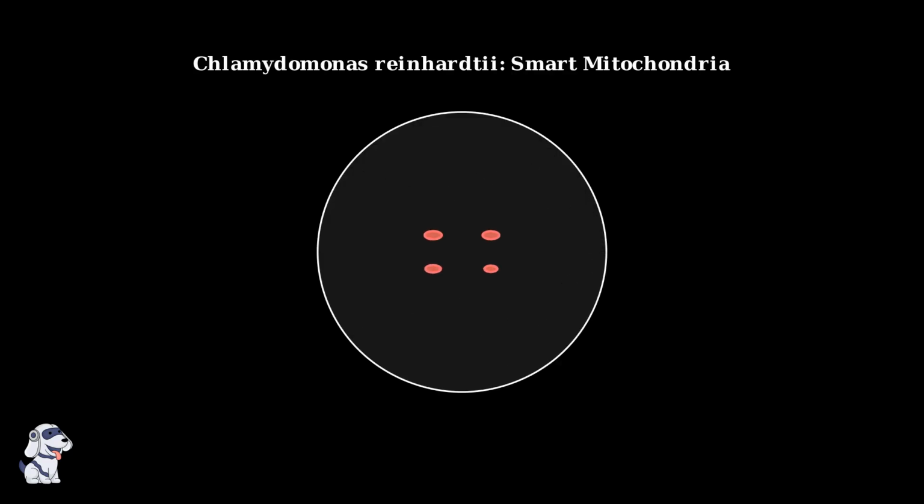A fascinating example of natural mitochondrial adaptation comes from Chlamydomonas reinhardtii. This green algae can actually relocate its mitochondria within the cell based on carbon dioxide levels in the environment. When carbon dioxide levels are low, the mitochondria move to the cell periphery, closer to the cell membrane. This strategic repositioning helps the cell optimize its metabolism and energy production under different environmental conditions.